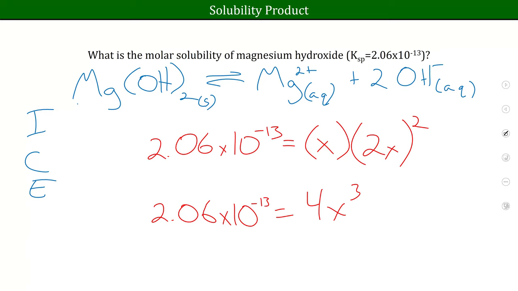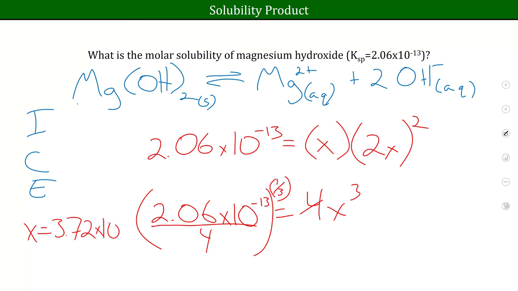And if you don't know where the cube root button is on your calculator, how do you undo this? Raise it to the power of 1/3. So divide both sides by 4, and then you're going to do this number to the 1/3 power. It's the same thing as taking the cube root of it. I'm getting 3.7 times 10 to the negative 5. 3.72. My calculator said that. That's about right.